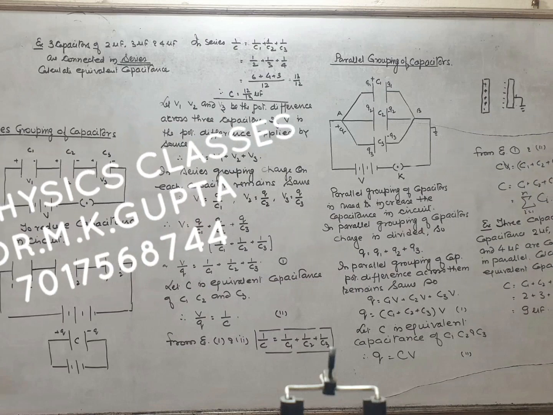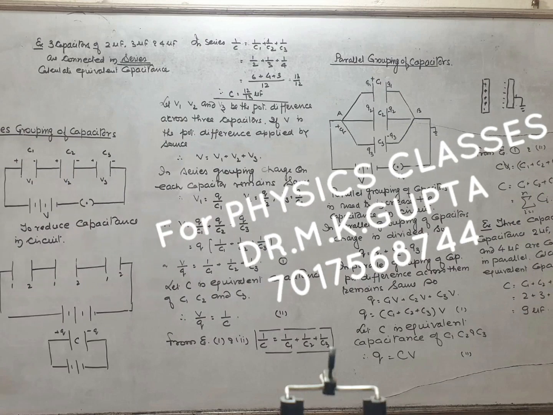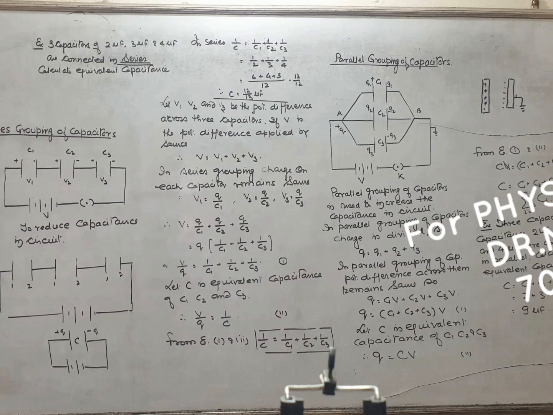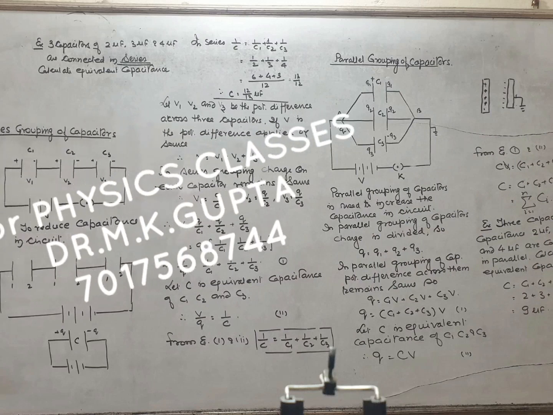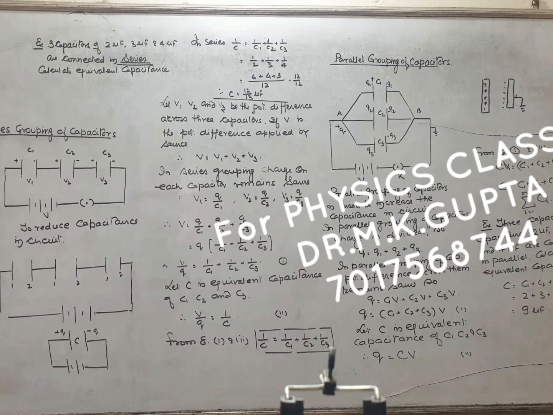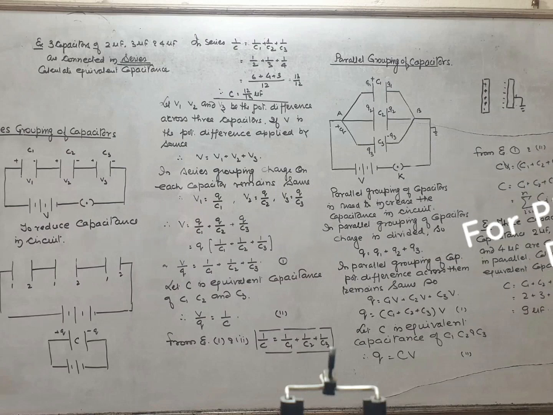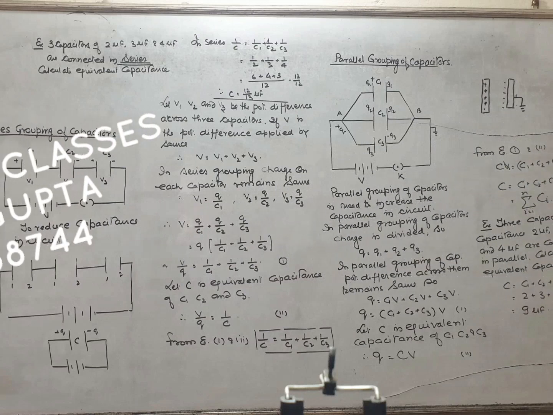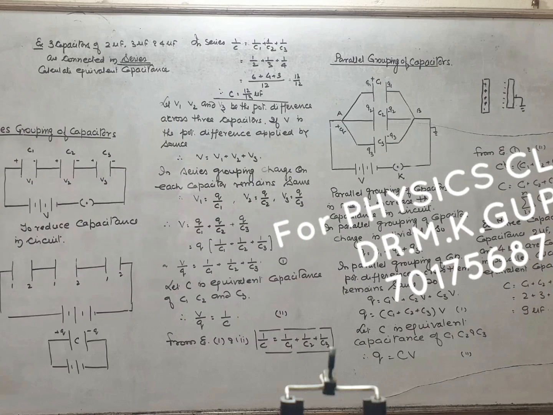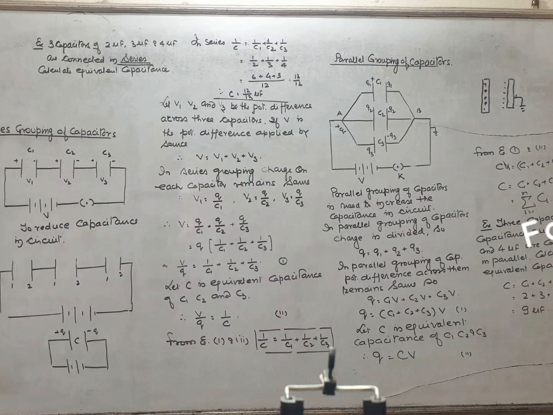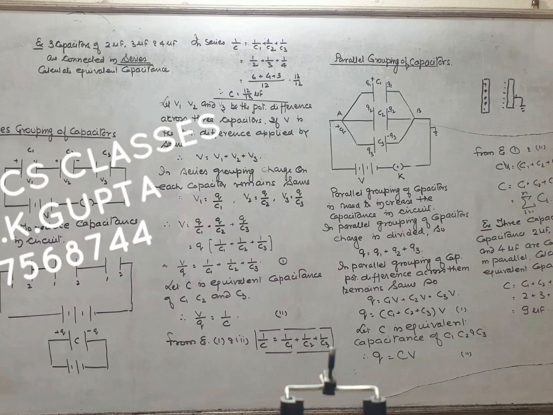In case of parallel grouping, one plate of each capacitor is connected to one point and the second plate is connected to the other point. In parallel grouping of capacitors, the potential difference across each capacitor remains the same. Here charge is divided, so we can write Q is equal to Q1 plus Q2 plus Q3. Q1, Q2 and Q3 are the magnitudes of the charge on the three capacitors.